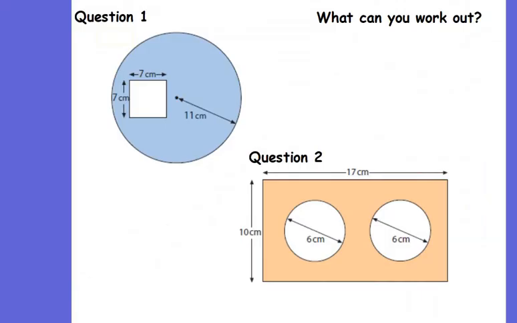Okay, year 8, if you are confident with that, please pause the video for 5 to 10 minutes and have a go at these two questions. I haven't given you the question, I've just asked you, what can you work out? Can you work out the area of any circles? Can you work out the area of any squares you can see? Anything else you can work out? Pause the video, have a go. You could, for example, work out the area of this square. You could work out the area of this rectangle, the area of the circles, anything you like. Pause the video, off you go.